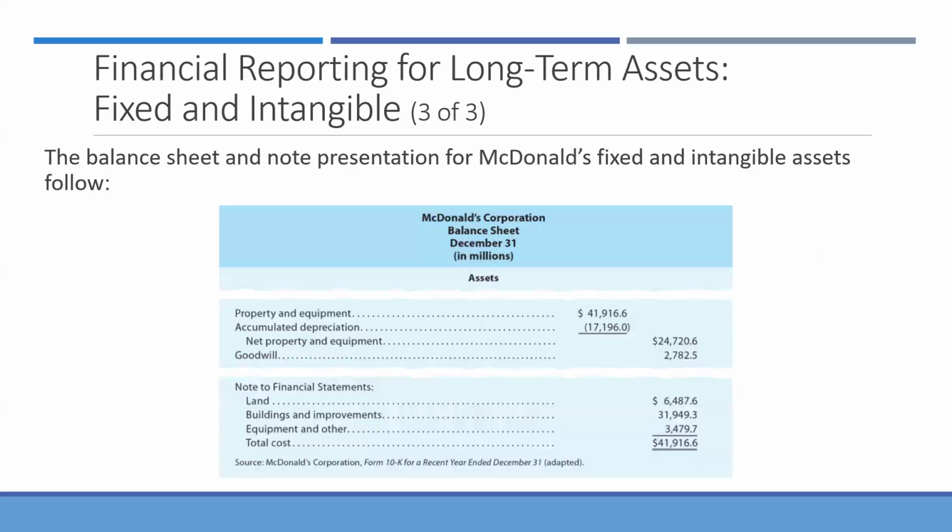So McDonald's discloses property, plant, and equipment, and then accumulated depreciation, and then net property, plant, and equipment. And then in the notes, they say, okay, this is land, buildings, and then equipment to get to the total historical cost. And it all ties out. That's super important.